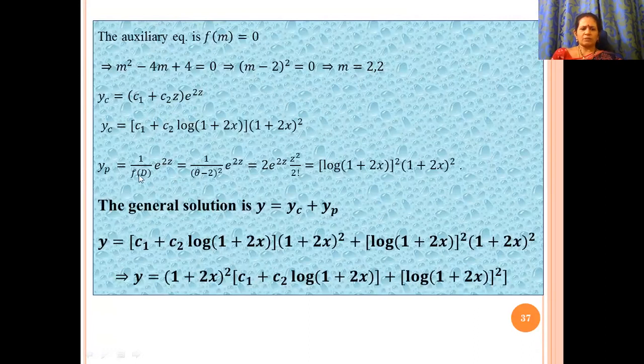After getting the complementary function, write down the particular integral, 1 by f of D into Q. Q is e power 2z. The same way we applied the Cauchy form, you can apply it here also and simplify YP. This is in the form of 1 by (D minus a) whole to the power of r into e power az. The formula is z to the power of r by r factorial into e power az. Using that formula you can get the solution. After that we get the general solution.